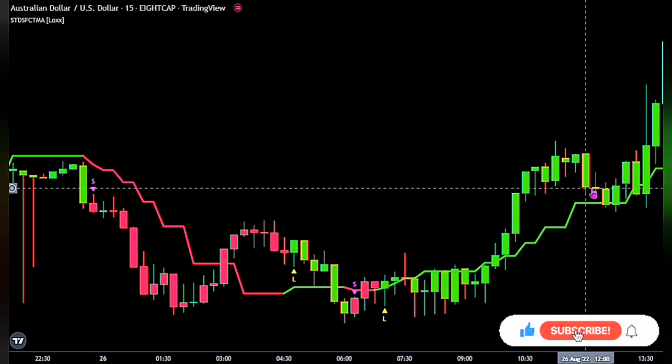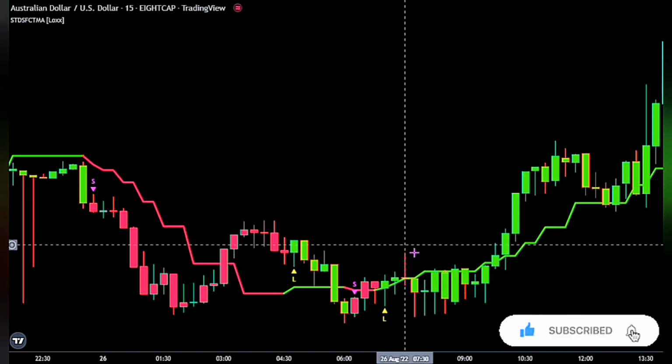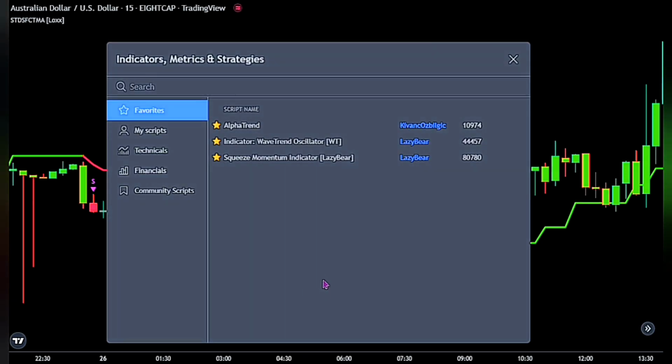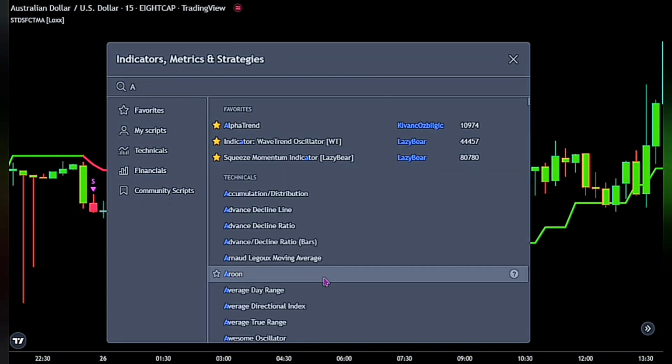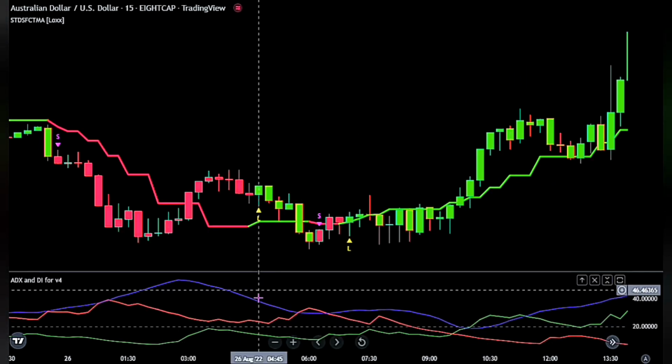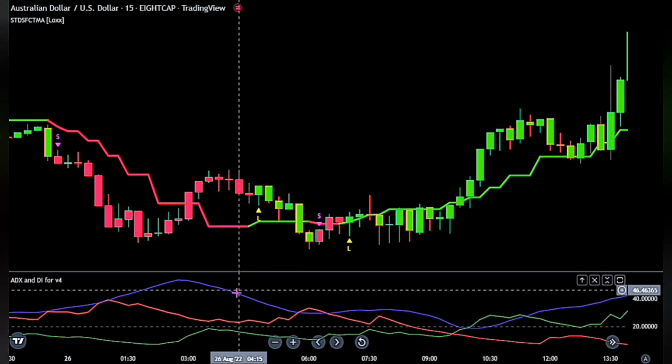Now for the strategy, we will be adding a trend gauge indicator, so we will be able to identify when the market is trending or not. Go ahead and bring up the indicator panel. I want you to search for the ADX and DI, this one right here by Bikabu. Now this indicator is a momentum-based indicator, as the blue line tells us when we are on a trend or when the market is in range.